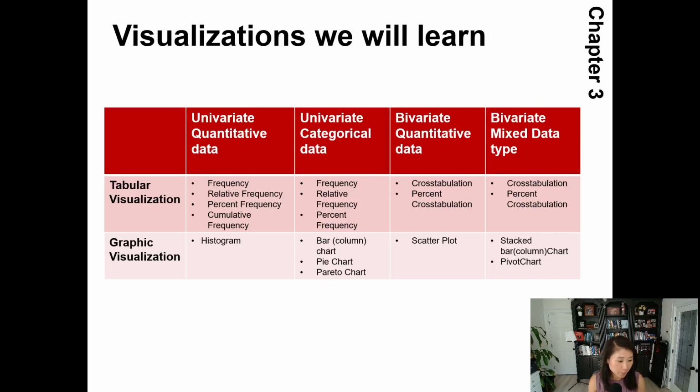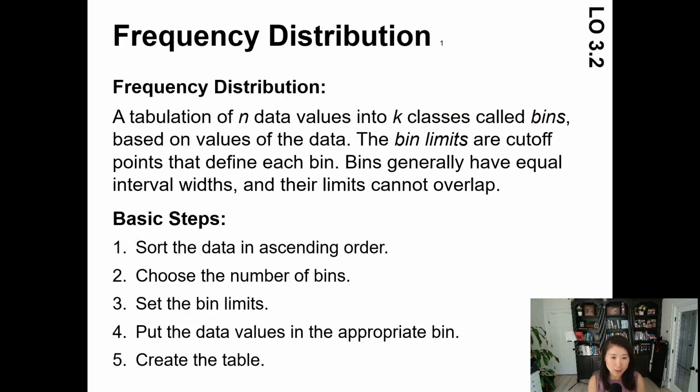Okay. So what is a frequency distribution? A frequency distribution is a tabular summary of n data values into k classes, and we call these k classes bins. Based on the values of the data, for each class we will have lower and upper limits. The bin limits are the cutoff points that define each bin. Bins generally have equal interval width and their limits cannot overlap.